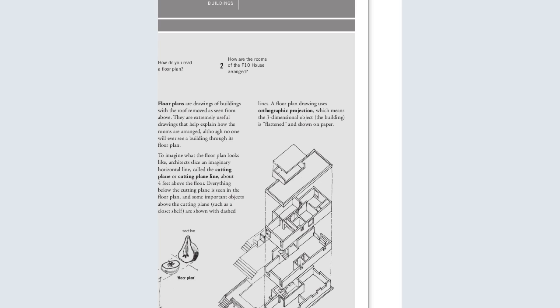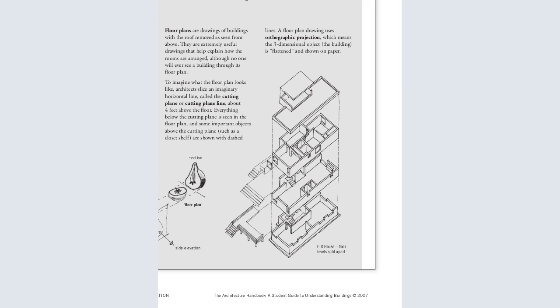So a floor plan drawing uses orthographic projection. The good thing with you guys, I'm the one who taught you technical drawing, and I'll talk to you about the orthographic projection, and I know you know what it means. We said orthographic projection is looking at things in straight lines. You look at them straight. Which means that a three-dimensional object, that is a building, is flattened as shown on paper.